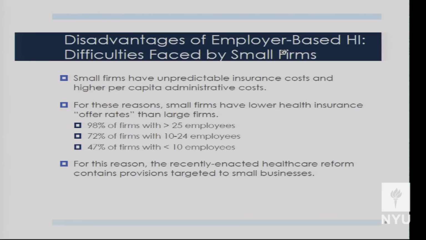By offer rate, I mean, does your firm offer you the option to buy health insurance, right, to participate in health insurance? 98% of firms with 25 or more employees offer their employees health insurance. That offer rate falls to only 72% for firms with 10 to 24 employees. If your firm has less than 10 employees, you have a less than 50% chance of being offered health insurance. So as we can see, firm size is a big determinant of whether or not a firm offers its employees health insurance coverage.